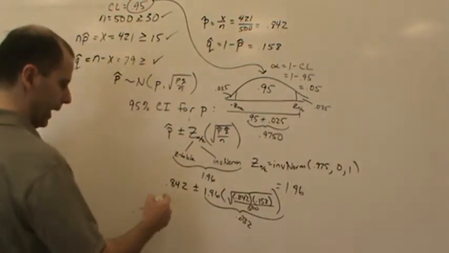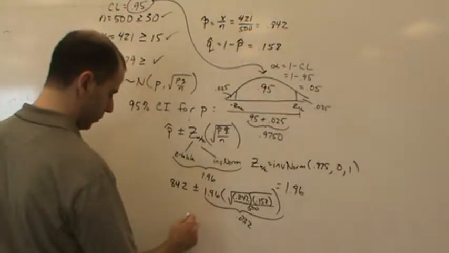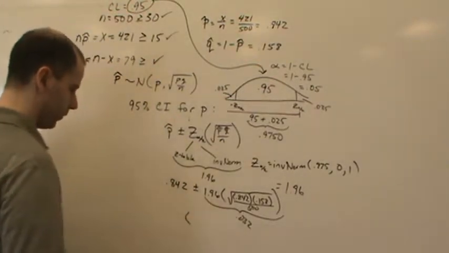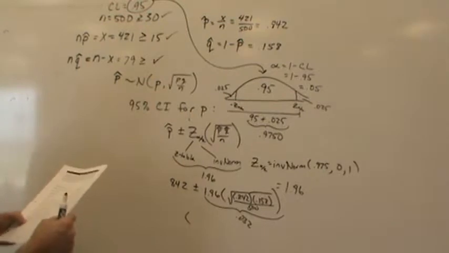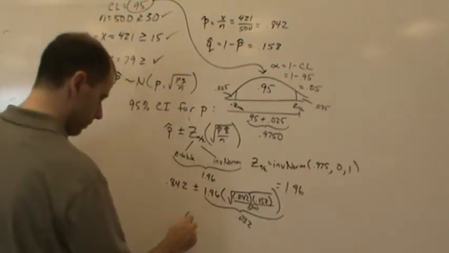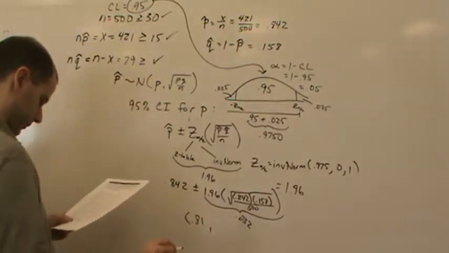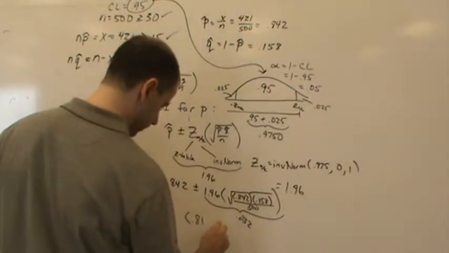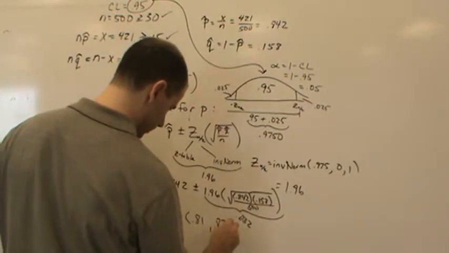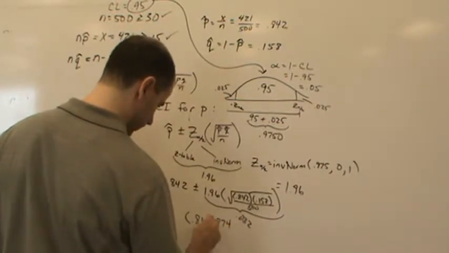And so now if we add and subtract our 0.032 from this 0.842, our critical value, we get 0.81, comma, 0.874. Okay.